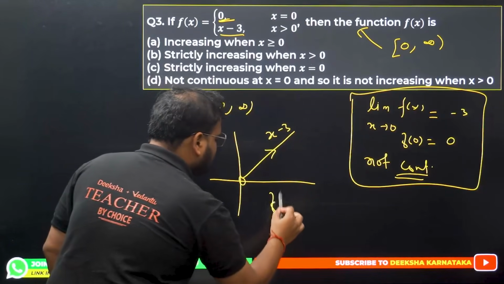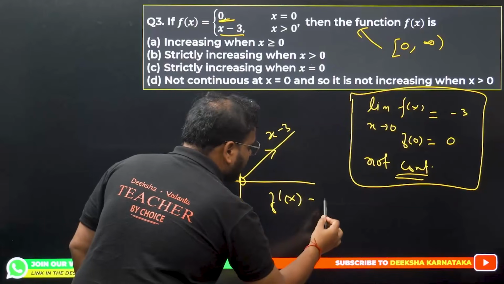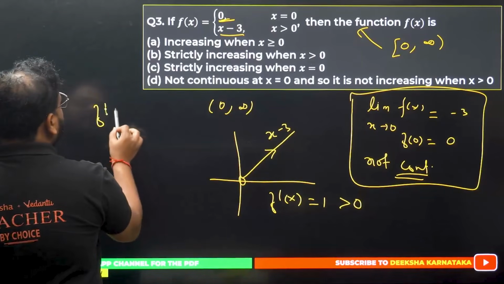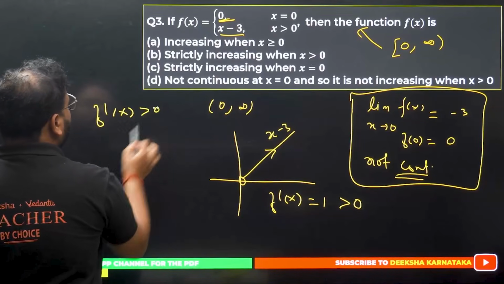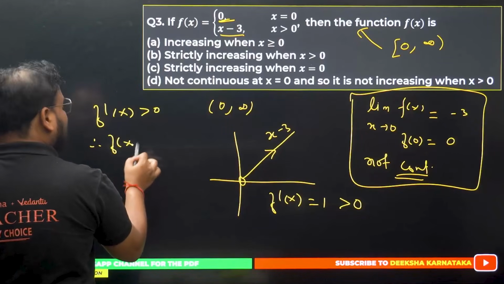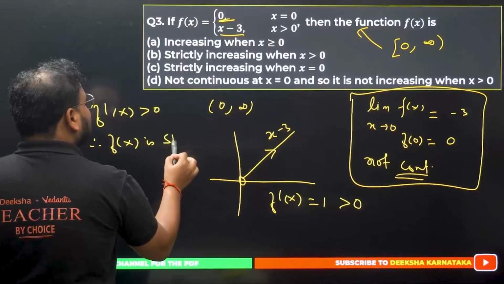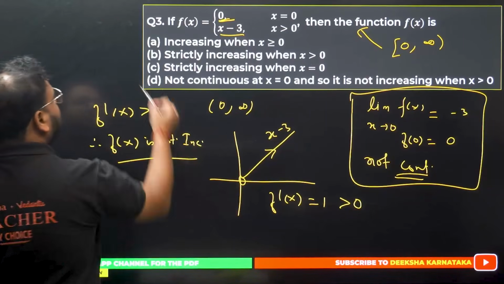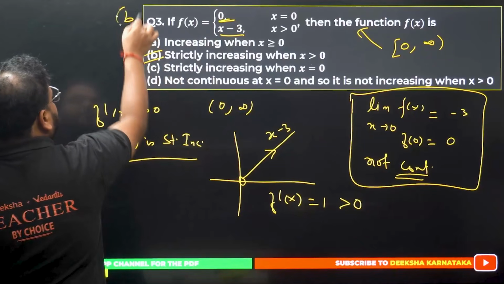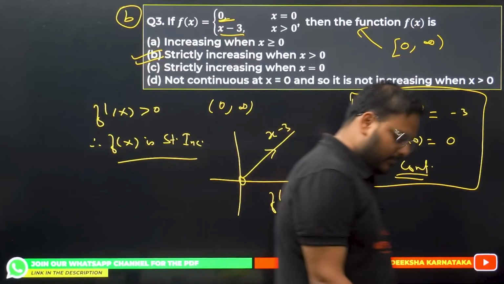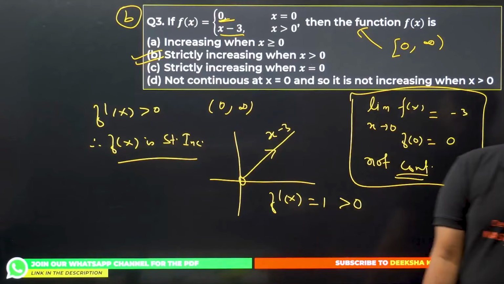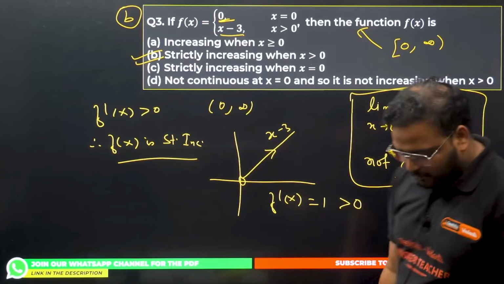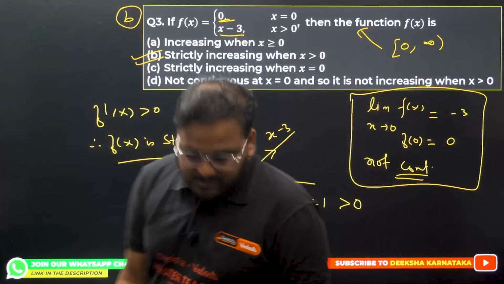So f dash of x, if you check, comes out as 1, which is always positive. It means f dash of x is more than 0, therefore f of x is strictly increasing in nature, strictly increasing for option number B. Please check. It's not just increasing, it is strictly increasing because of the nature of the graph over here, not continuous at the point x equals 0. I hope this is clear.